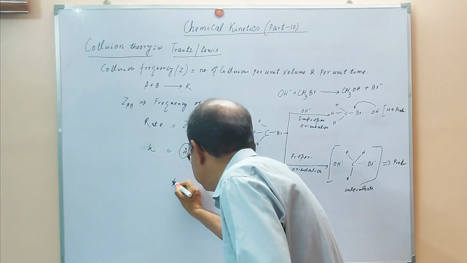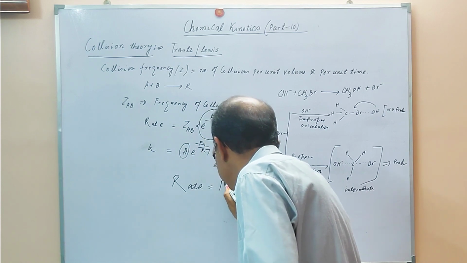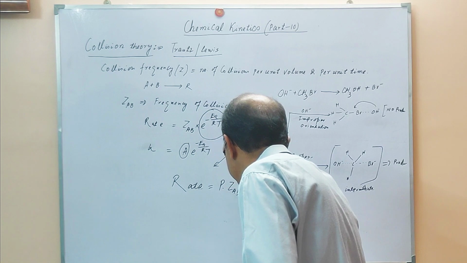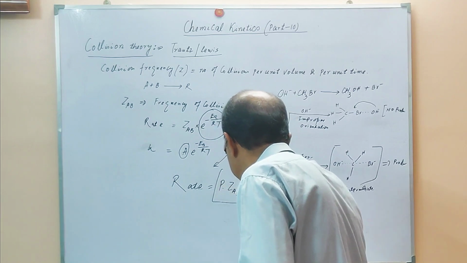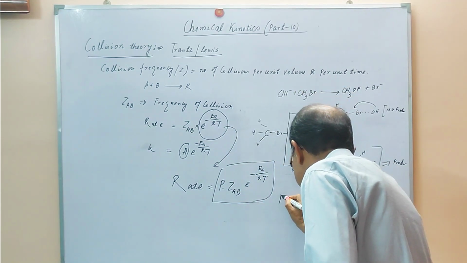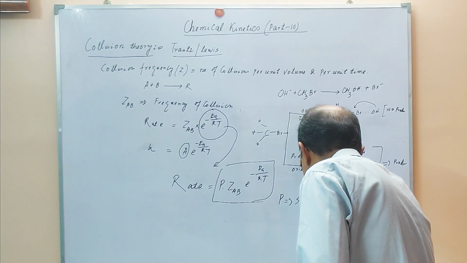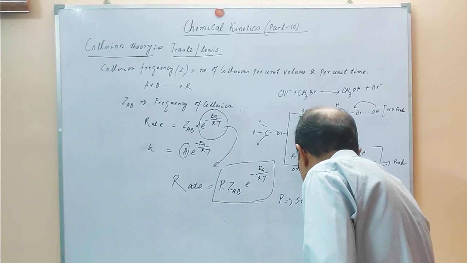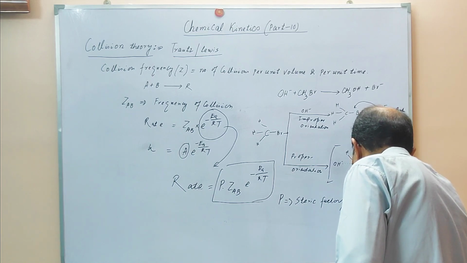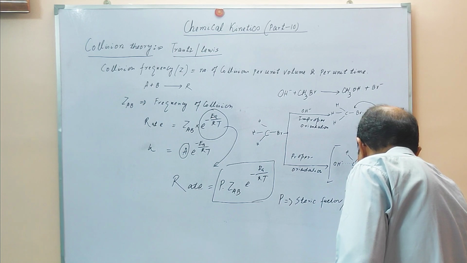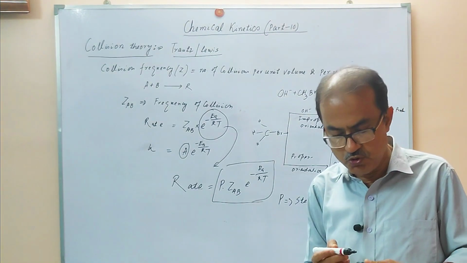So we can further modify this equation. Rate is equal to P into JAB e to the power minus Ea by RT. And P here is the steric factor, or we can say probability factor. Another name is probability factor.